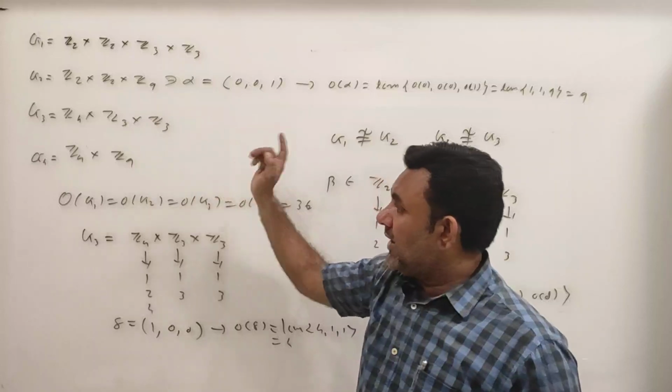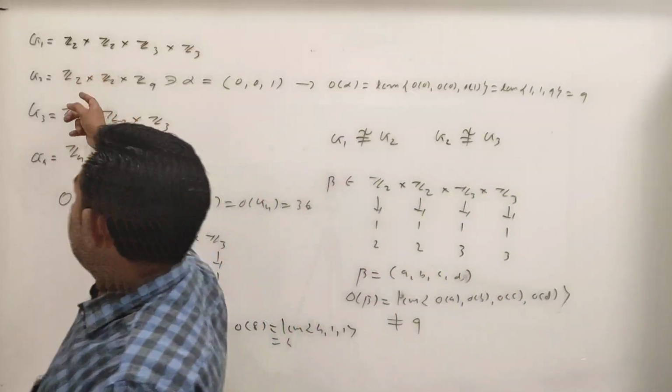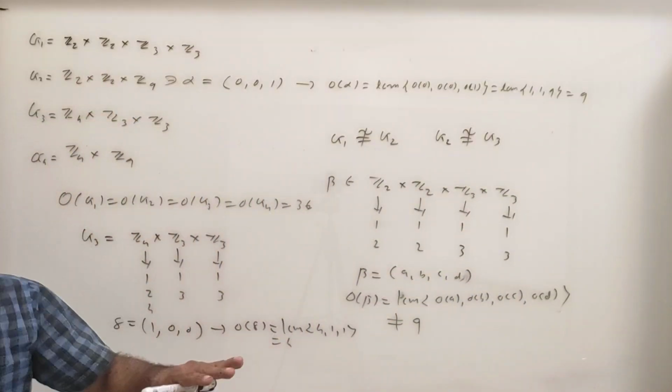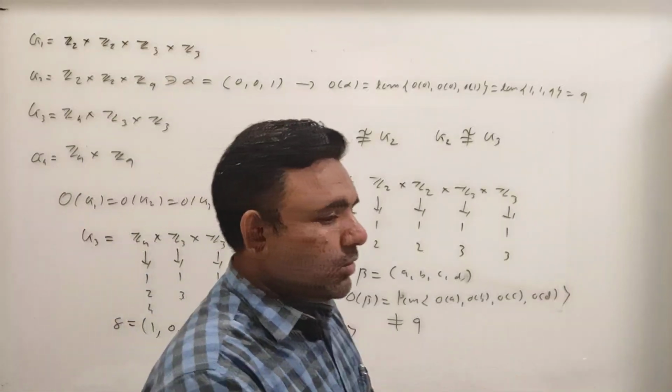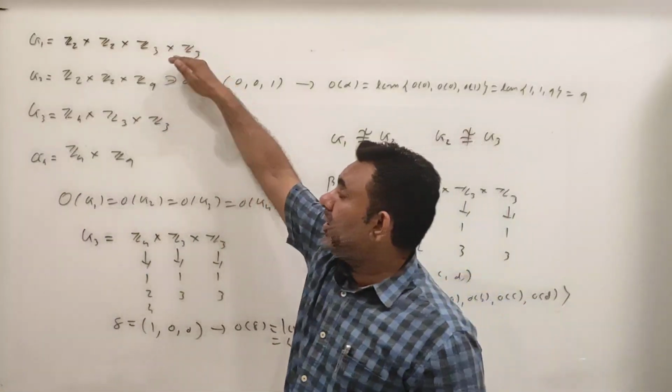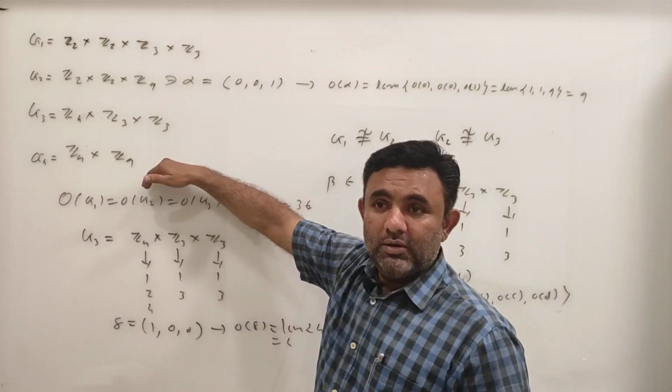हर एक का order क्या है? G1, G2, G3 and G4 have order 36. They are abelian, but they are not isomorphic. मतलब ये सब अलग अलग टाइप के ग्रुप हैं, right?